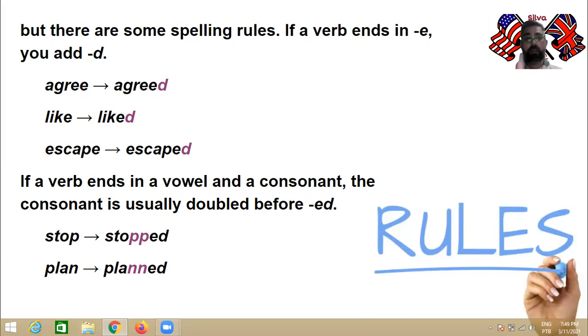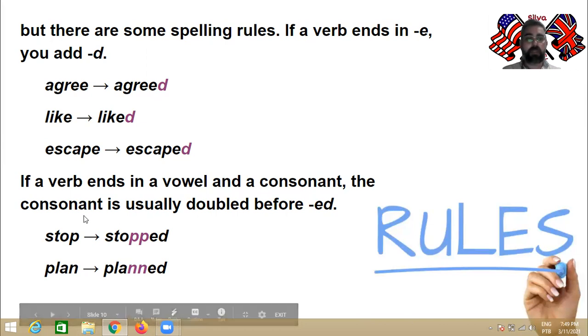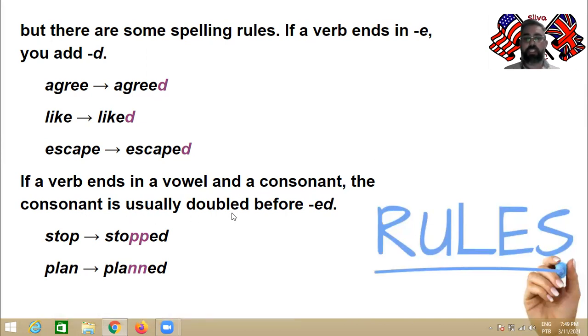Okay, agree, agreed. You already have the E there. Liked, escape, escaped. Okay, very simple. But there are more. If a verb ends in a vowel and a consonant, the consonant is usually doubled before ed.